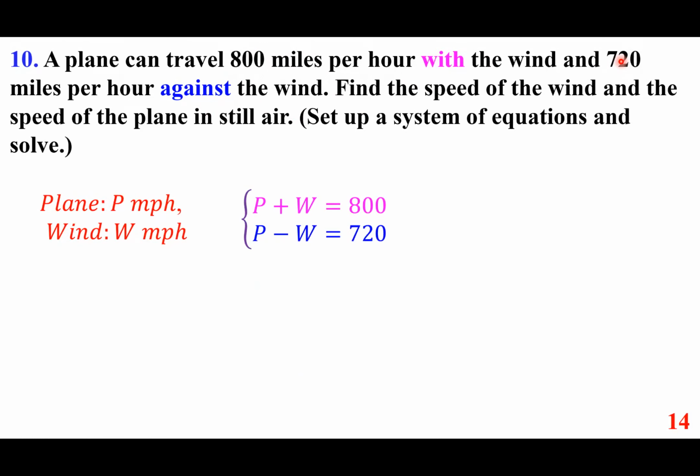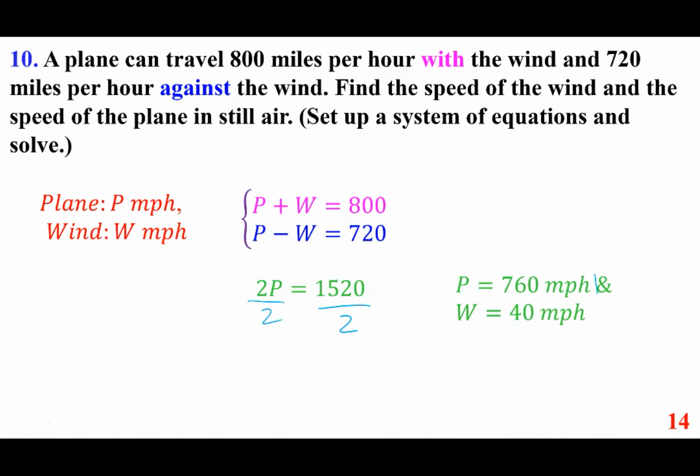So it's ready to go. All you have to do is add up the left side. If you add up the left side, these two cancel each other. We get 2P. And the right side is 1520. Divide both sides by 2. P becomes 760 miles per hour. And if you put in the first one, for example, 760, what number makes 800? The wind is 40, which works with the second one as well. You really have to check with both equations.